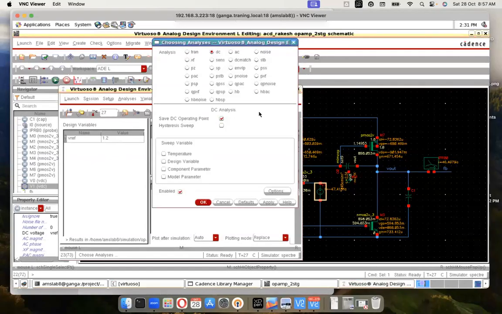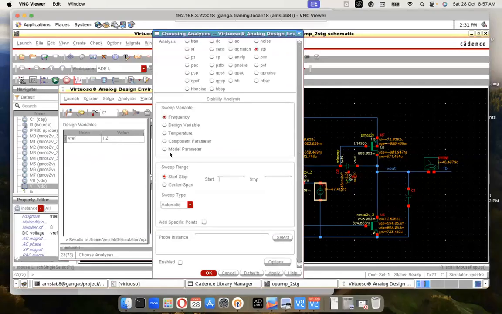On top of it, you would also want to do an STB simulation. You have STB simulation here. What do you want to sweep? You want to sweep the frequency. From what frequency to what frequency? Very low frequency. 10 Hertz is okay, 1 Hertz is also okay. It has to be a very small value. Even 1K is fine. There is no harm. Even at 1K, the gain will be very similar to what you get at a very low frequency of 1 Hertz. Stop frequency, let's give it as 10 giga.